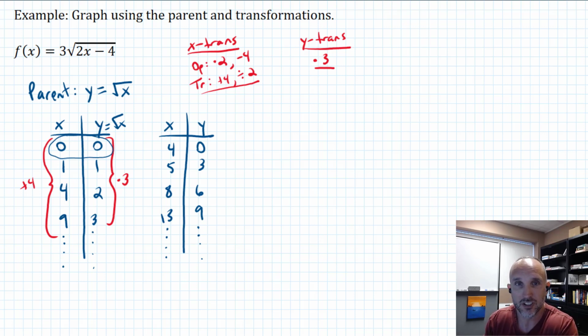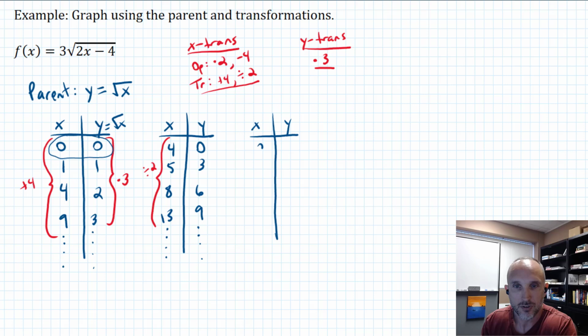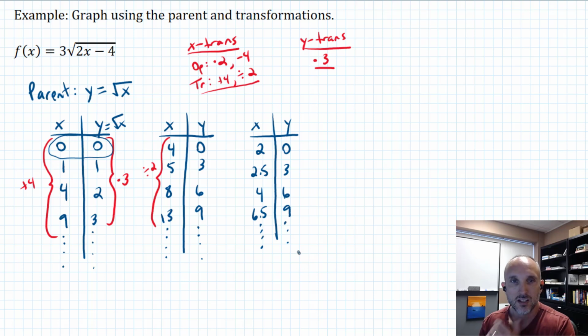All that's left now is to divide my x values, these new x values, by 2. And I will get my final xy table. So 2, 2.5, 4, 6.5, etc. And my y values go unchanged. So what we should see here, this is my final xy table. I want to give you the idea.